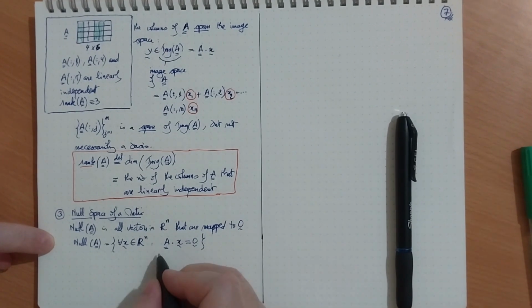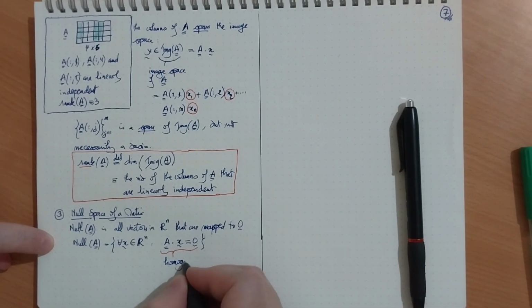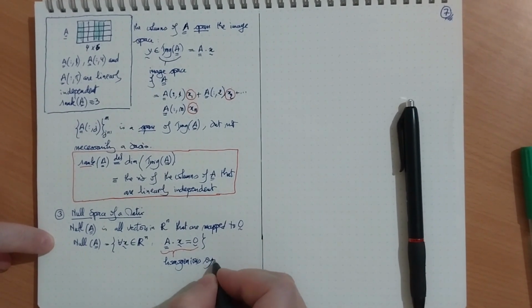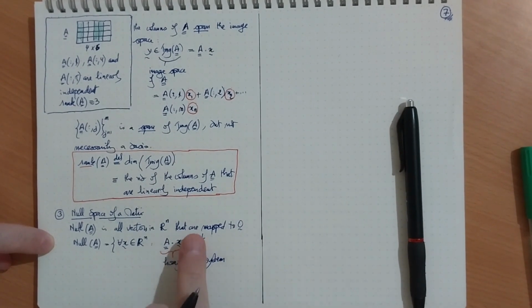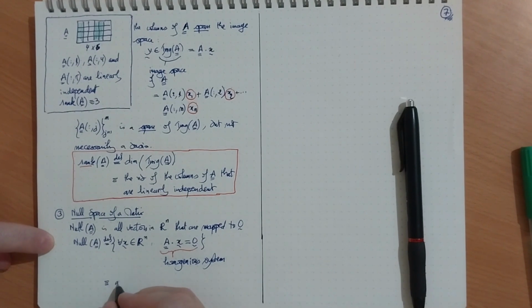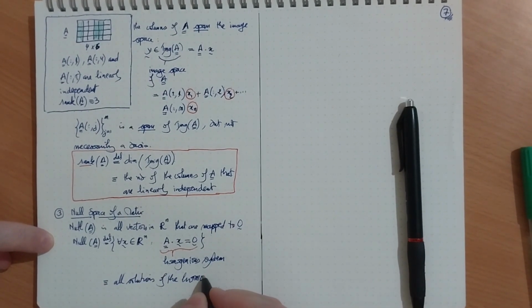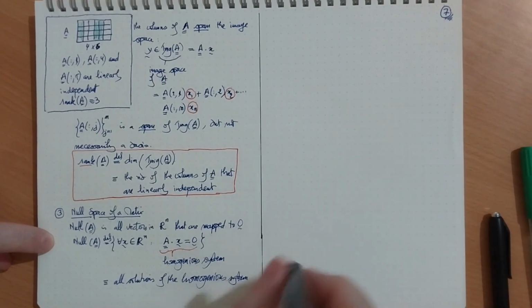This is called the homogeneous system related to the matrix A. If it is different from zero, it's non-homogeneous. We generally solve a non-homogeneous system, Ax equals b. But in the case the vector b is equal to zero, we call it a homogeneous system. So you can also express the null space as all solutions of the homogeneous system. This is the definition of the null space.